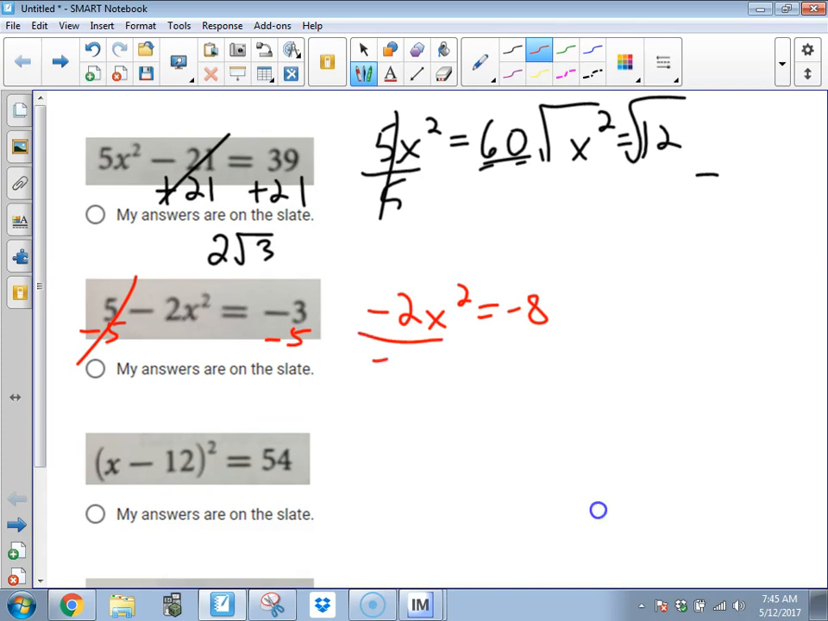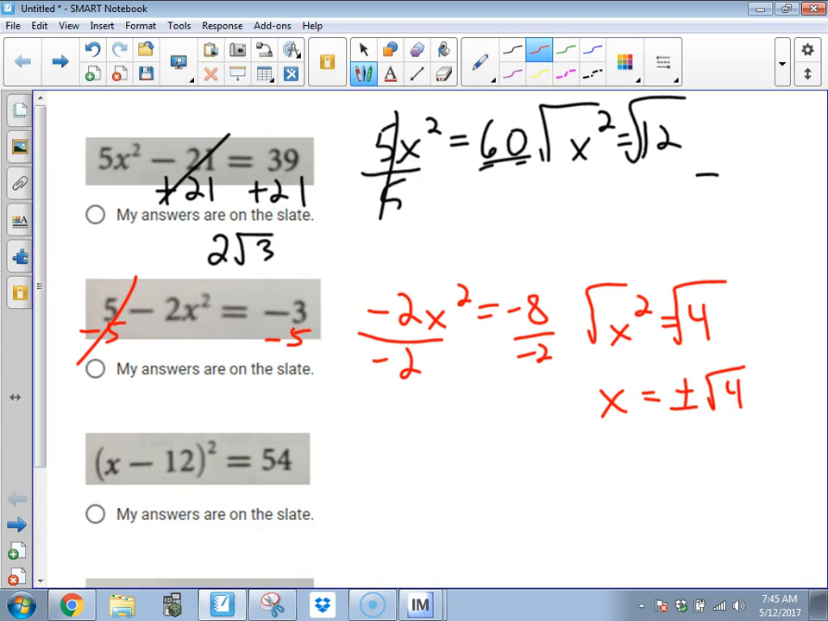Divide by negative 2, and you get x squared equals 4. Again, I'm trying to get what x equals. So then you put down x equals plus or minus, right? 2 different situations. The square root of 4.